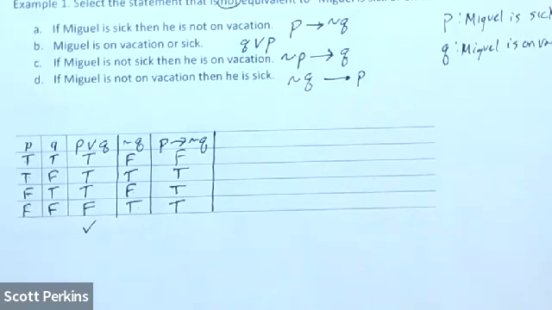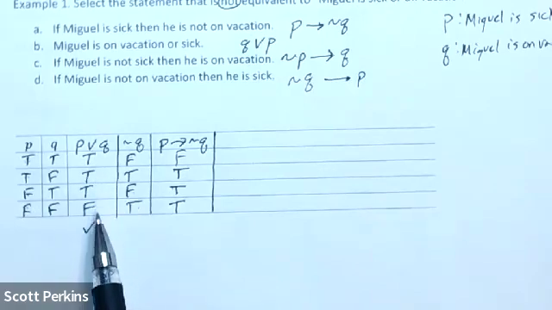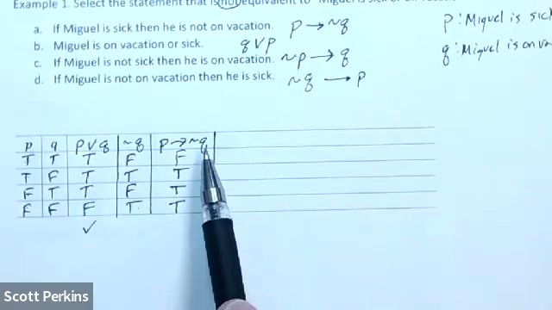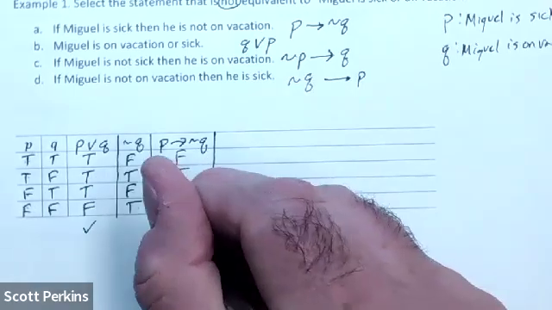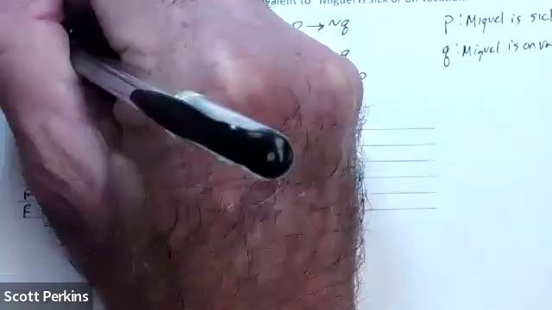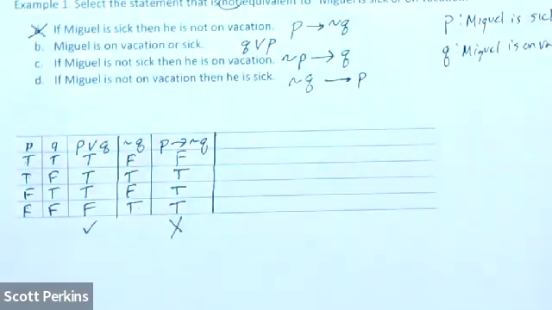Why not? Why are you shaking your head no? Because how does this column right here, my original statement, compare with this column right here? Are they exactly the same? No. So this is not equivalent. Okay. So I'm going to put an X right there. That one's not equivalent.